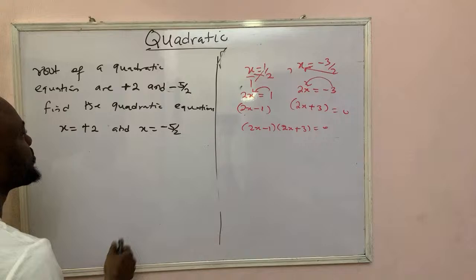Now if you look at this, you can see that my a represents a 2, my b represents a 1, and then my c represents a negative 10. So this is how to construct a quadratic function when you're given the roots of the equation.